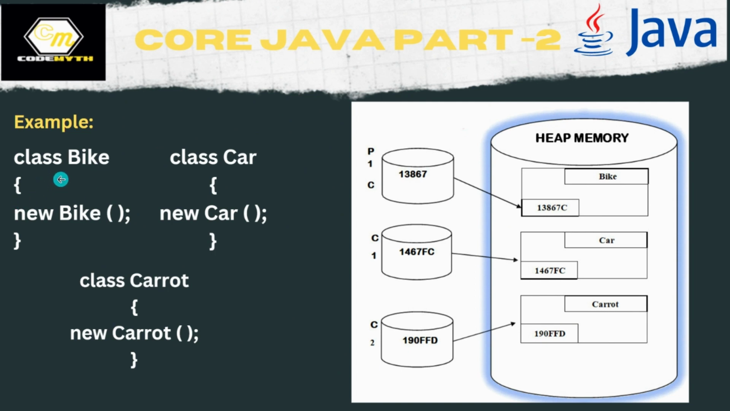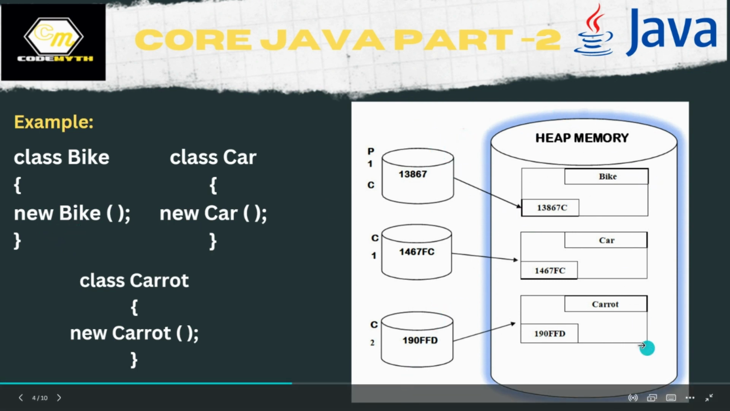Next, for example, we have class Bike, class Car, and class Carrot. By using the new keyword, we are creating an object and it will be stored in heap memory. Here this is the stack memory and this is the heap memory. Similarly, it will be created in heap memory.